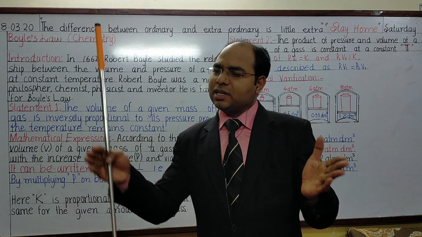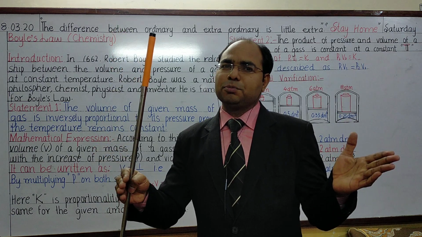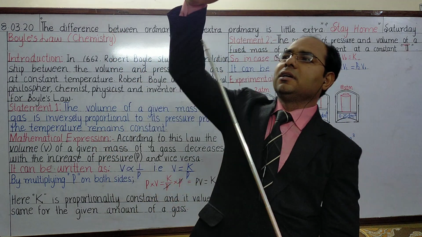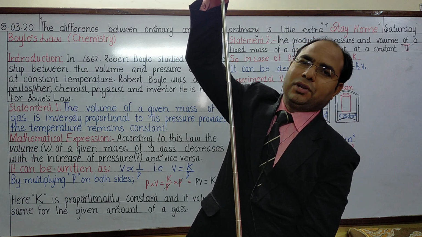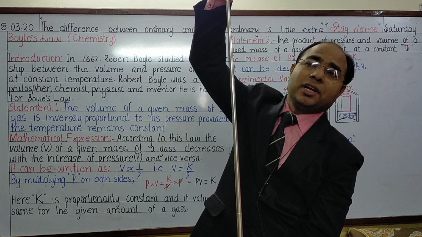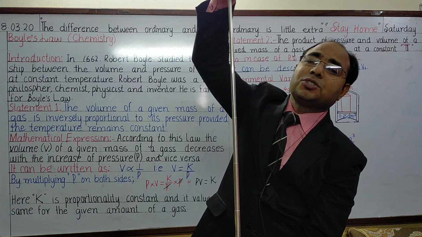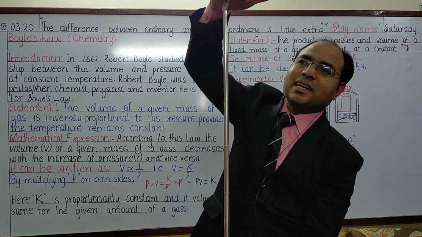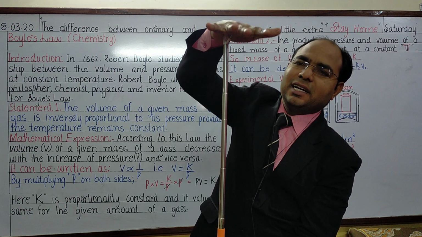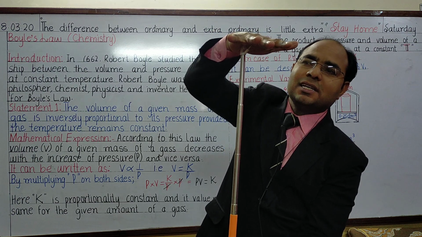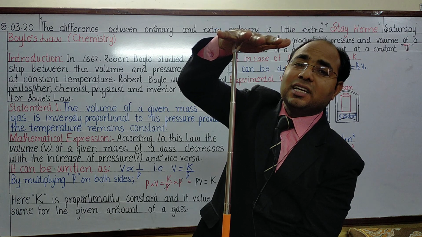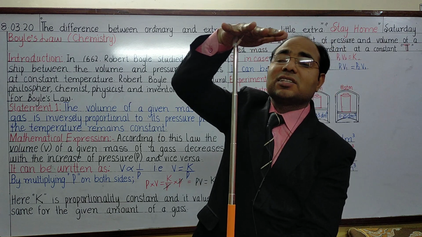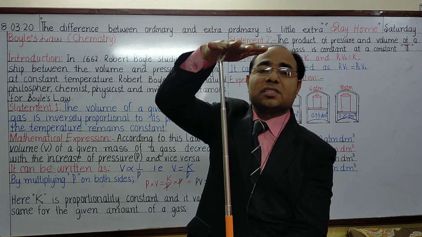Inverse means when you increase one thing, the other thing should be decreased. For example, let's say this is a rod or a stick. I'm applying a pressure on it. When I apply a pressure on it, its volume or size should increase. But in fact, it's decreasing. I'm applying a pressure, it's decreasing. That means one thing is increasing, that is pressure, but the volume is decreasing. That means in this case, this relation is said to be inverse relation.